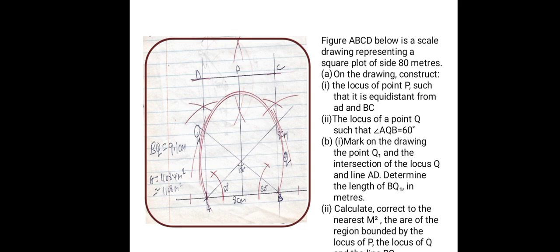Calculate, correct to the nearest square meter, the area of the region bounded by the locus of P, the locus of Q, and the line BQ1.